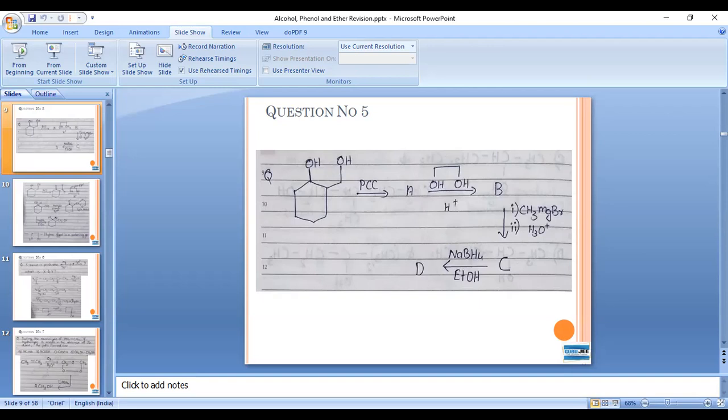All right, now, first thing, you have pyridinium chlorochromate. What is the speciality of this compound? One of the alcohols is secondary, the other one is primary.